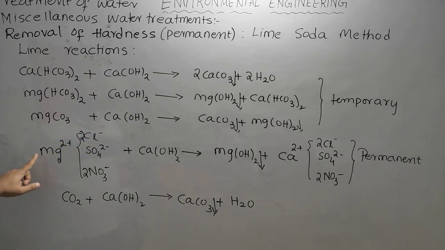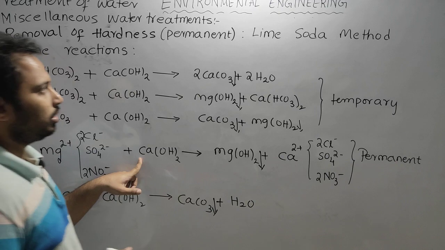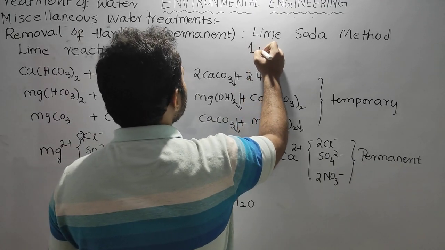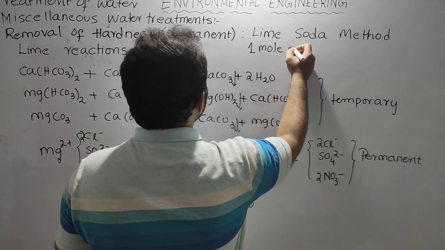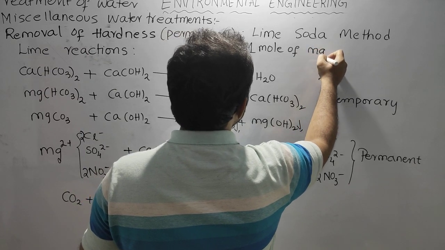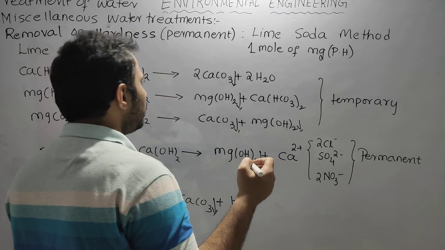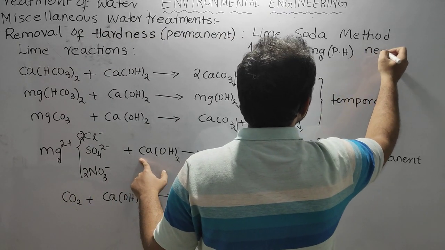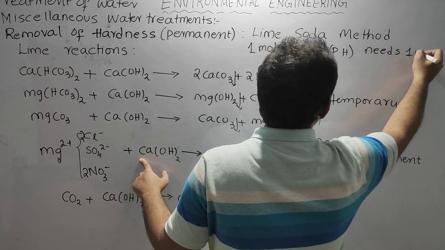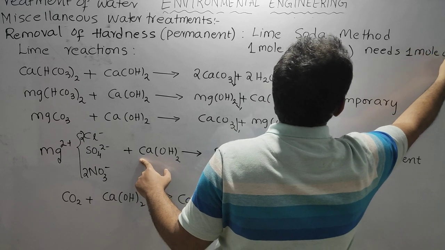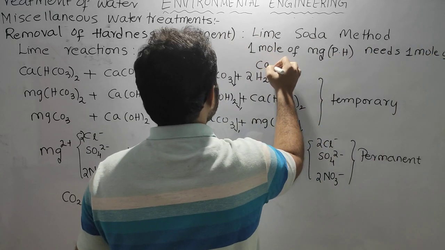Here see, 1 mole of magnesium permanent hardness needs 1 mole of lime. Okay, listen carefully. 1 mole of magnesium's permanent hardness needs 1 mole of lime, 1 mole of Ca(OH)2.